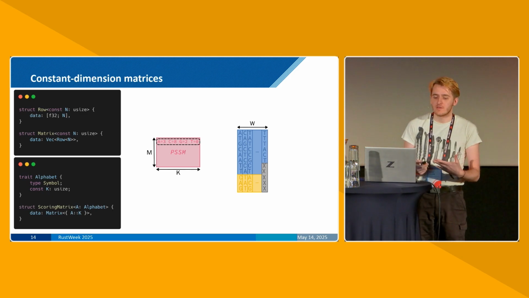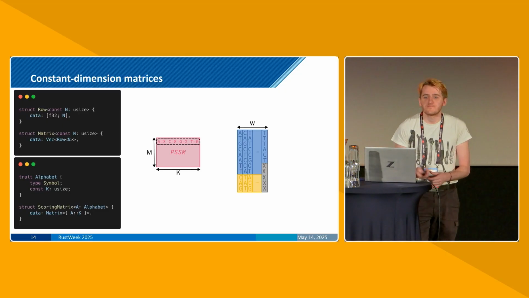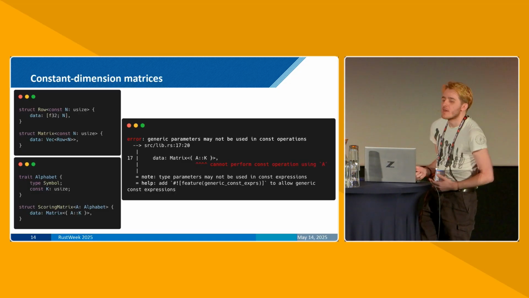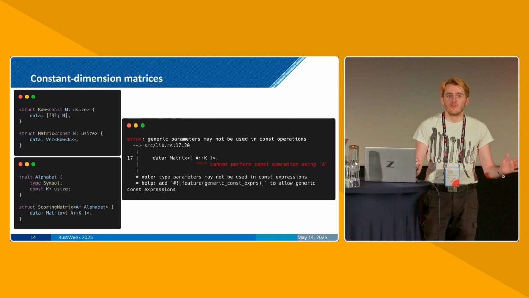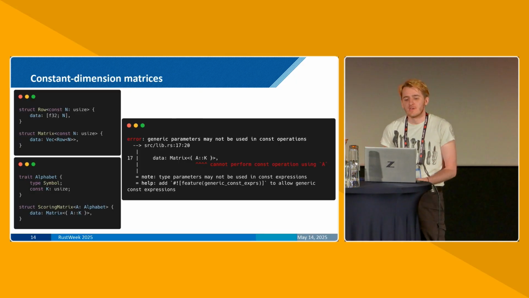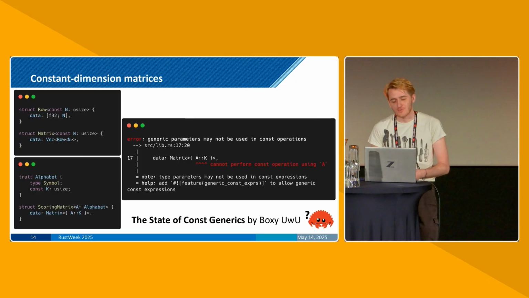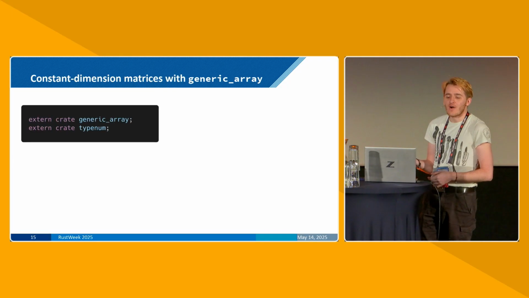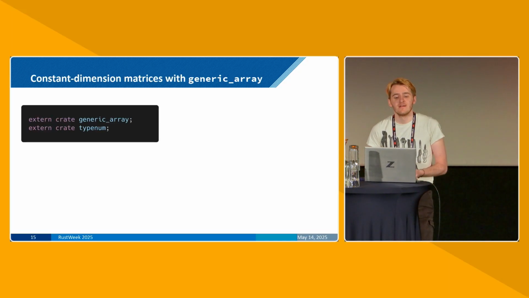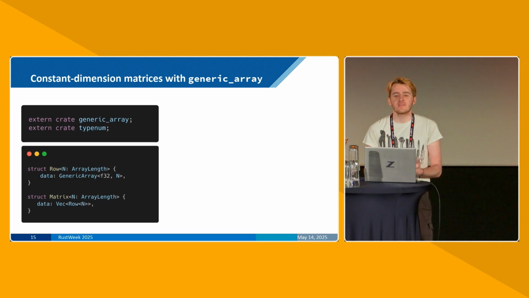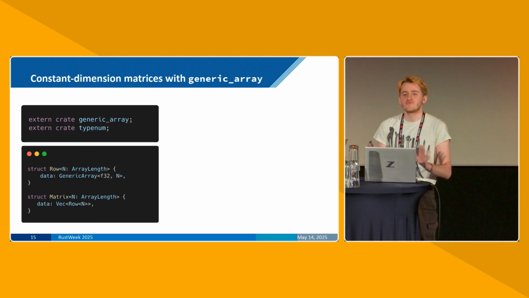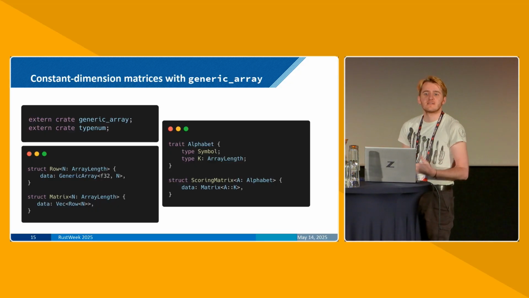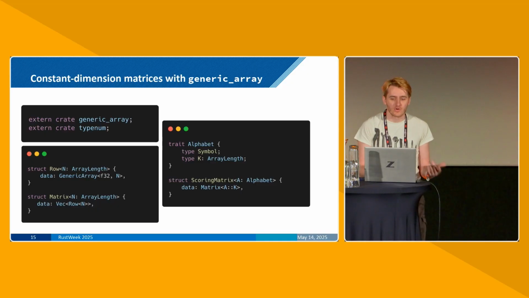So now I can make my scoring matrix a matrix where the number of columns depends on the alphabet. Or at least I would love to do that when that gets stabilized. So currently, if you try to compile this, you get an error, but I'm sure if you go to this other talk, you will get some information about that. Very nice. So for now, I'm stuck using the generic array crate. That lets me do basically the same thing, except I can't really use constants. I still need to encode my numbers as types, but that's fine. I can still do what I want to do. I can still get a scoring matrix that has a constant number of columns.